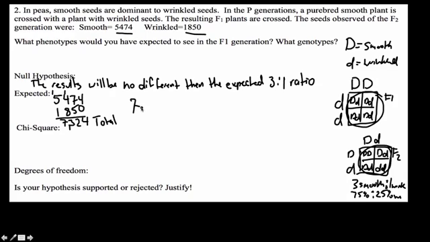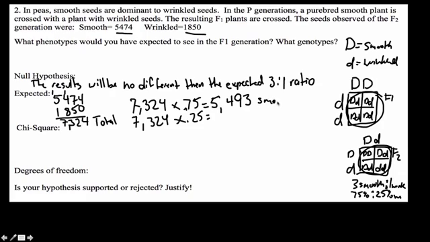So 7,324 times 0.75 equals, and then 7,324 times 0.25 equals. So when we put it out, 0.75 times 7,324 gets us 5,493. This is smooth. And then for the wrinkled, 0.25 times 7,324 gets us 1,831 wrinkled. Okay. So this is what we should expect if it is a 3-to-1 ratio.